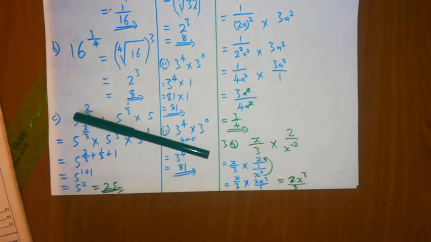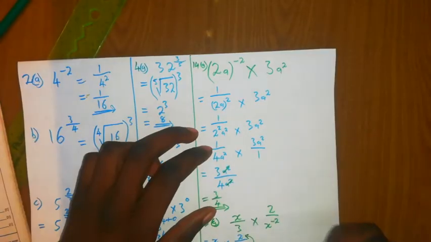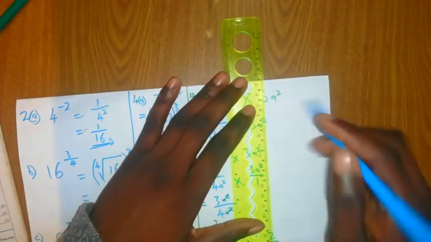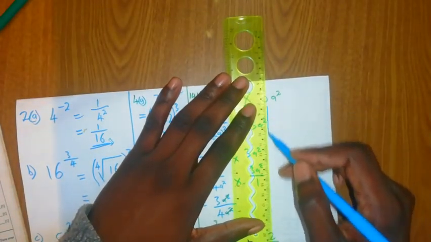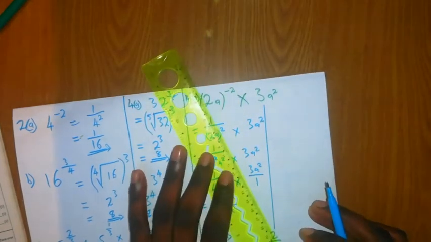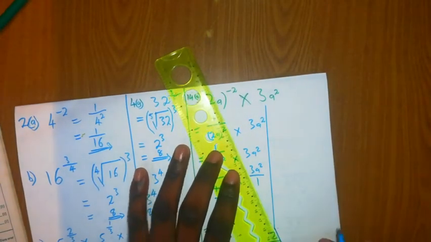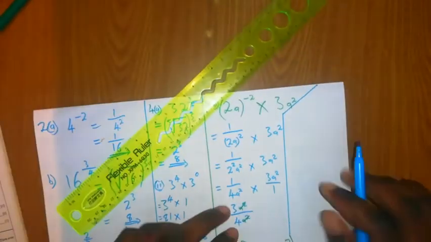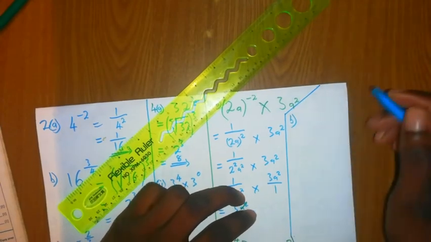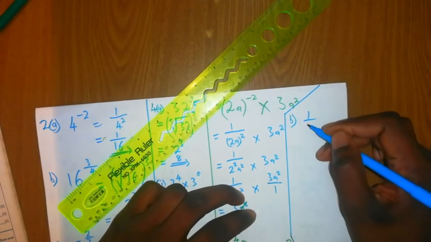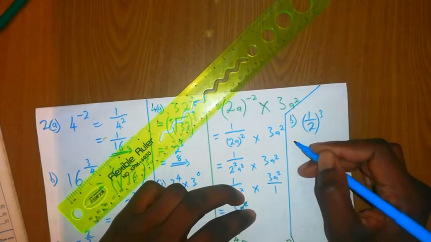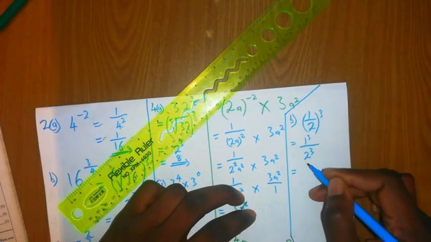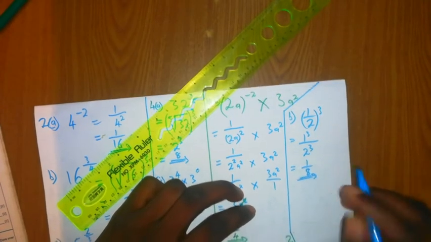The other question is B item 1. In this case, I have got 1 over 8 as my B item 1, November 2005. 1 over 2 to the power of 3 is equal to 1 to the power of 3 over 2 to the power of 3, that's equal to 1 over 8. That is our final answer.